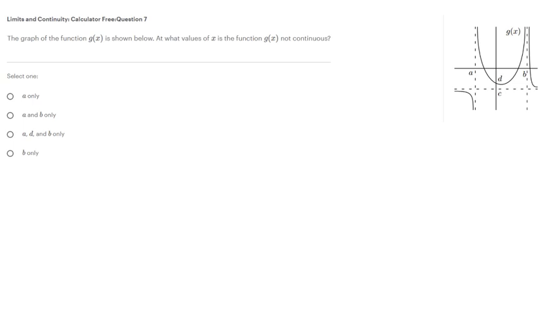The graph of the function g of x is shown below. At what values of x is the function g of x not continuous? Pretty much here, there are no holes. We're just looking for vertical asymptotes, because horizontal asymptotes do have limits, and they are continuous. So we're just looking for the vertical asymptotes, meaning a and b are the only vertical asymptotes, meaning the correct answer is a and b only.